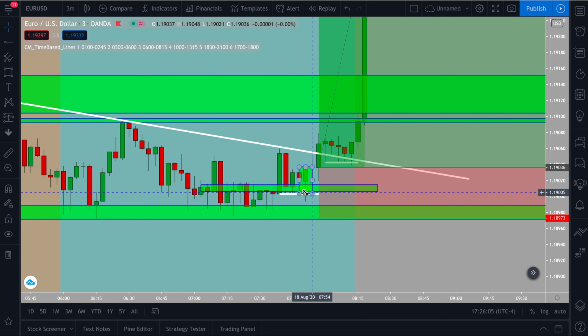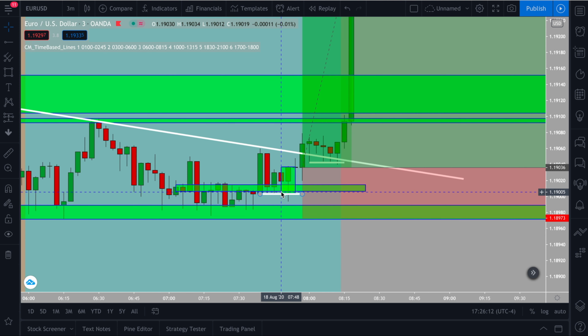So what I did was I put my little line here. Once price came up and retraced, I told myself, if price can't close and stay beneath this low right here, then I feel like we're going to go up. So I went down to my 1-minute chart, and on my 1-minute chart, what I'm looking for is price to respect this low right here.